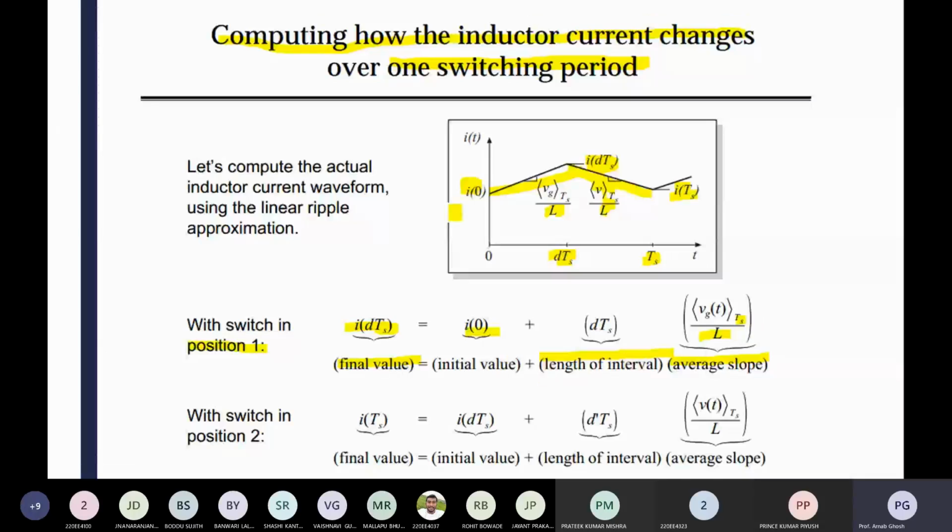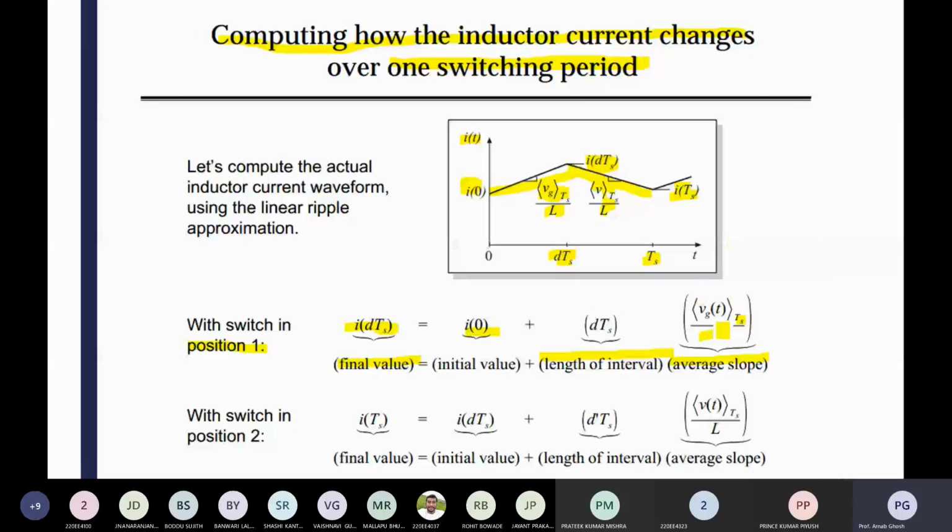Simple thing. If you write the straight line equation, y equals mx plus c, simple thing, what is y? That is the current i. And m is the gradient, which is Vg divided by L, into t, not Ts, it is a suffix. So you write down the gradient.